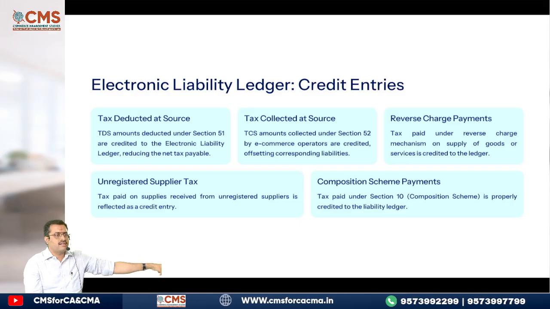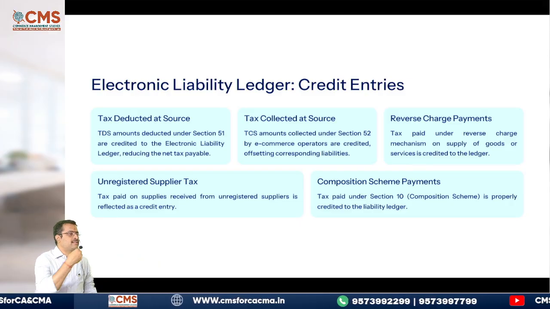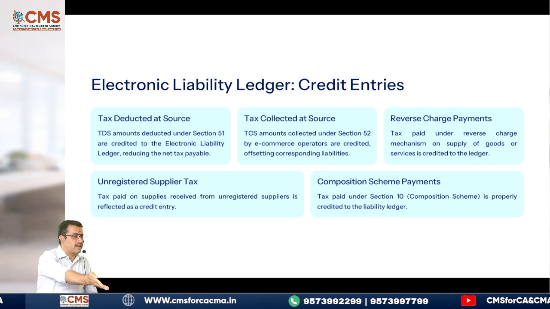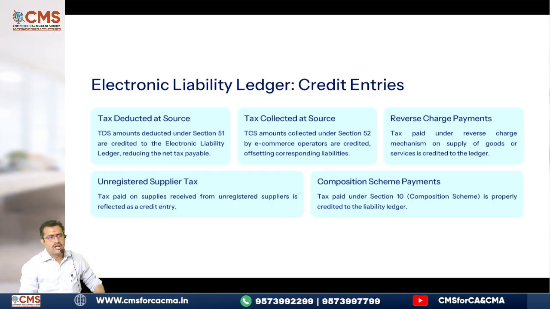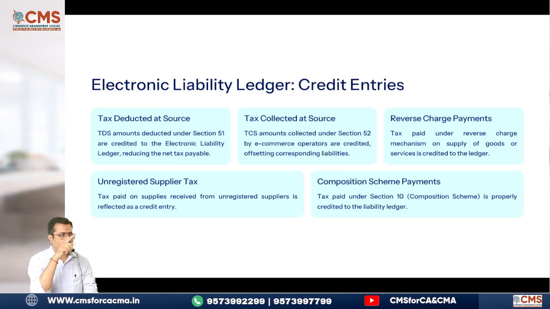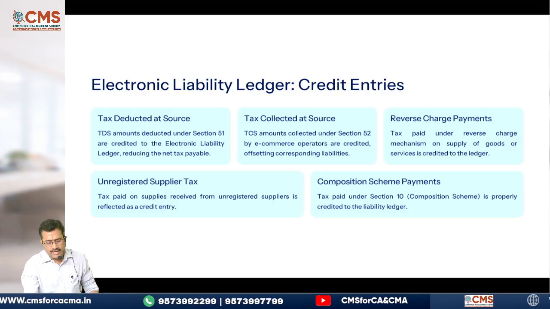Then unregistered supplier tax, that is, I am an unregistered person and I supplied goods to a registered person. The registered person has to pay tax on reverse charge. Yesterday only we discussed. That and all will be credited. And lastly, composition scheme payments also will be credited. These are the amounts which are to be credited in the electronic liability ledger.